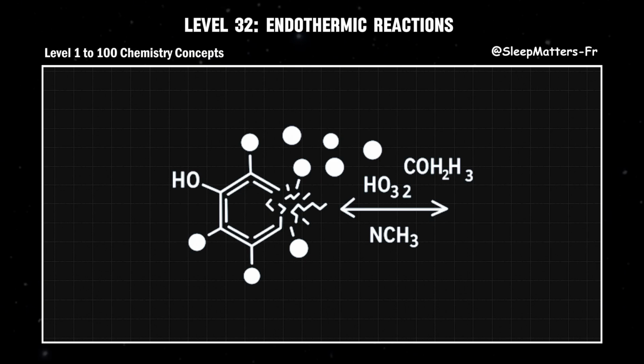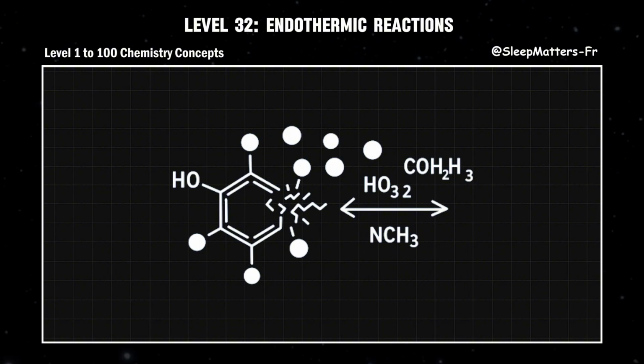Level 32. Endothermic Reactions. Imagine this. You are standing in front of an ancient door, cold and silent. A woman with sharp eyes and a silver cloak stands beside you. Her voice is soft but demanding. If you want to open this door, you must give something first, something precious, something warm. You hesitate, feeling the chill in the air pressing against your skin. But the door will not open without a price.